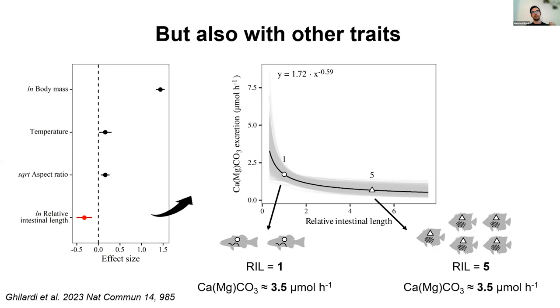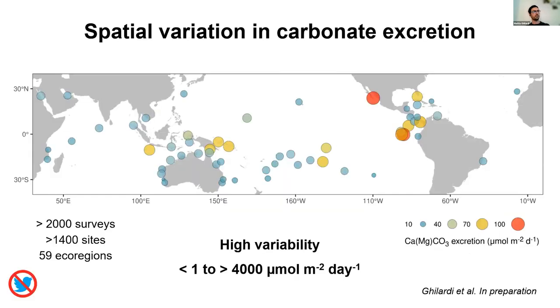So this means that if we selectively remove fish at high trophic level, we are disproportionately decreasing carbonate excretion. And second, because we show that there are other traits that contribute to carbonate excretion and not only metabolic rate. And therefore, we need to refine our estimate while including also this additional relationship. And using these findings, we were able to quantify carbonate excretion across tropical reefs, across over 1,400 different reef sites.